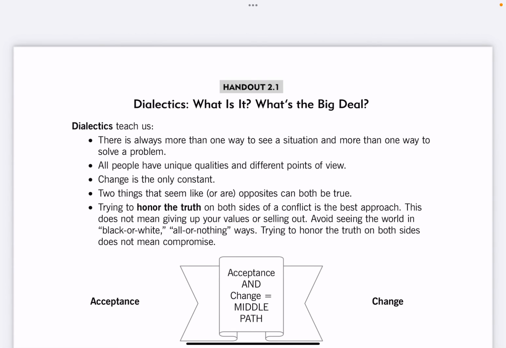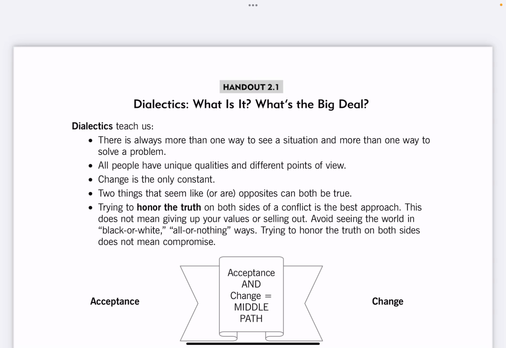Okay, so dialectics is what we're talking about today, and dialectics is that there's always more than one way to look at a situation. A lot of times when we're faced with a situation where two people are against one another because they've got opposing opinions, usually both people are sure that the way they see it is exactly the way it is and the other person just must be dumb. But that's not the truth.